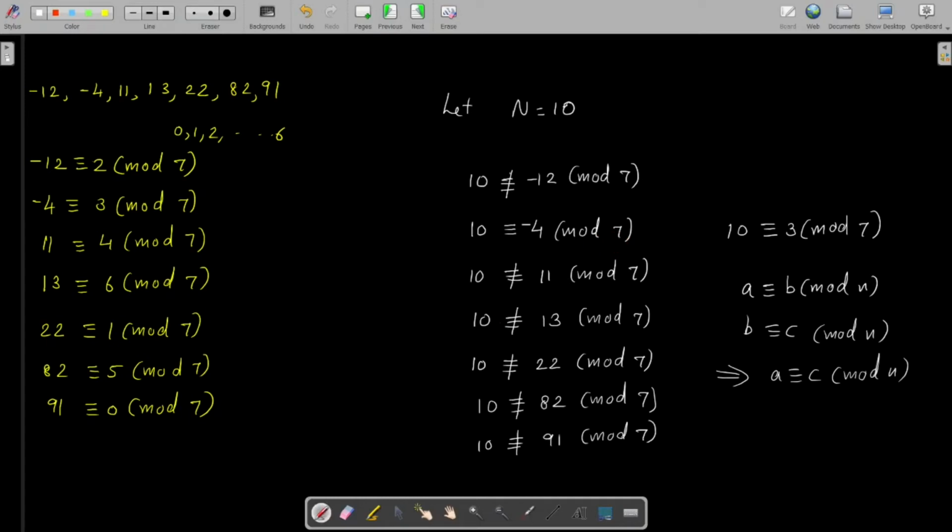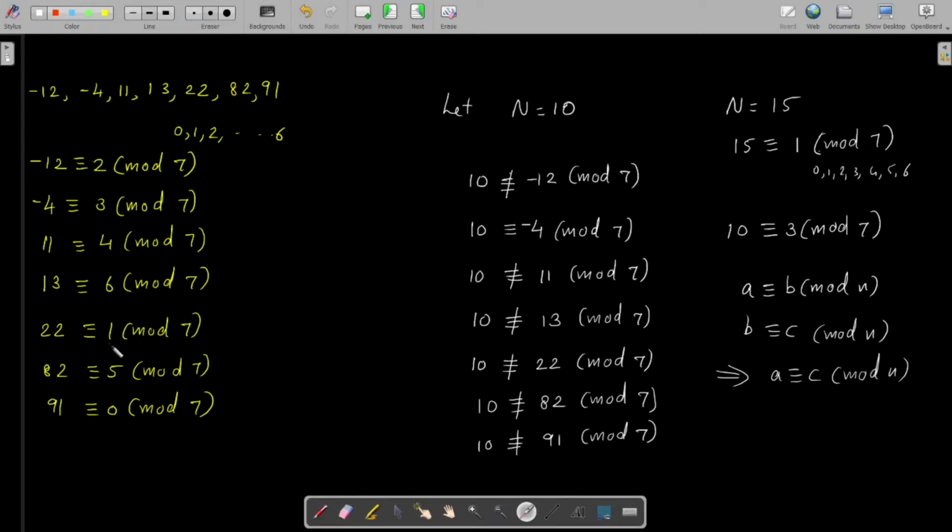Likewise, if you take any integer, say n equal to 15, you have to check 15 is congruent to which integer mod 7. Easily we can find an integer suitable here from the list of least non-negative residues mod 7. Least non-negative residues mod 7 are 0, 1, 2, 3, 4, 5, 6. What's the remainder obtained when 15 is divided by 7? It is 1. So we can say here 15 is congruent to 1 mod 7.